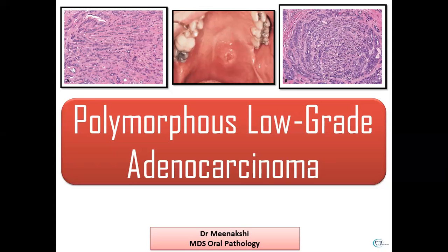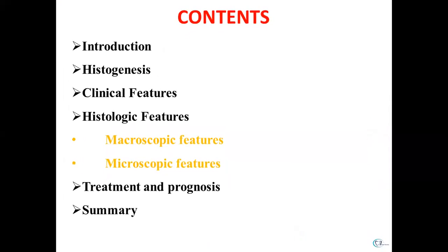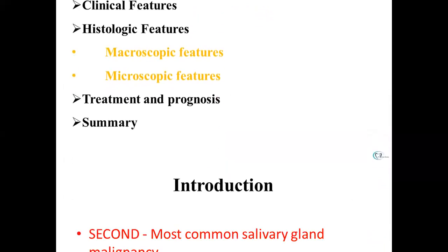Hello everyone. The topic of today's discussion is polymorphous low-grade adenocarcinoma. However, according to the 2017 update, it is now being considered as polymorphous adenocarcinoma. So we'll be covering the topic under the following headings, starting with the introduction, followed by the histogenesis, clinical features, followed by the histopathology, treatment, and the summary.